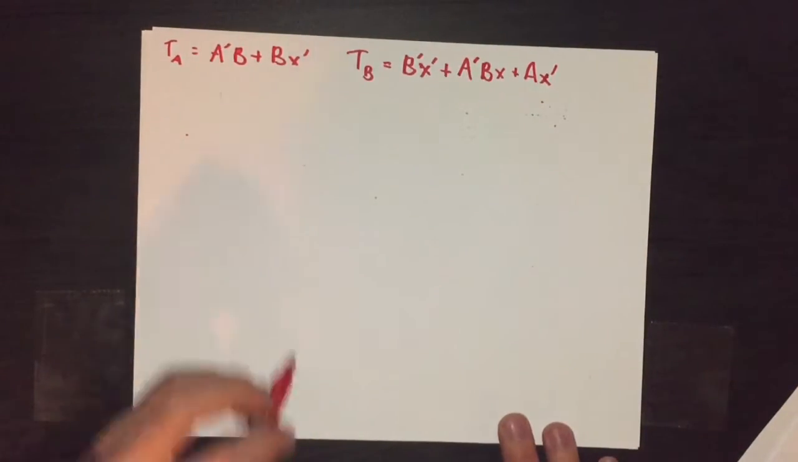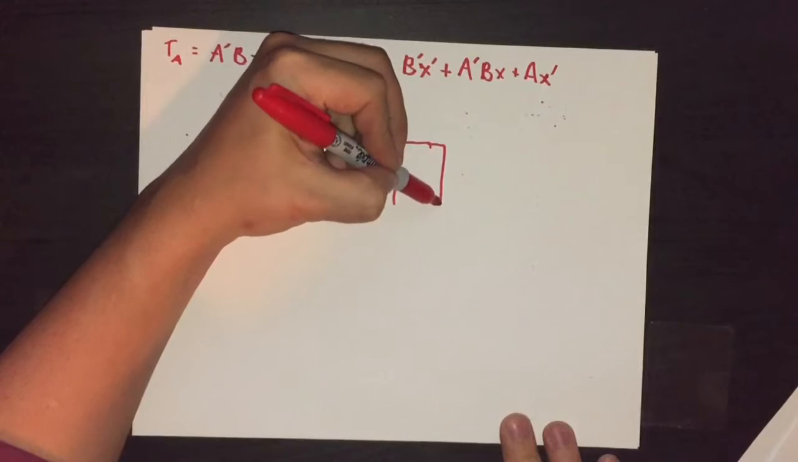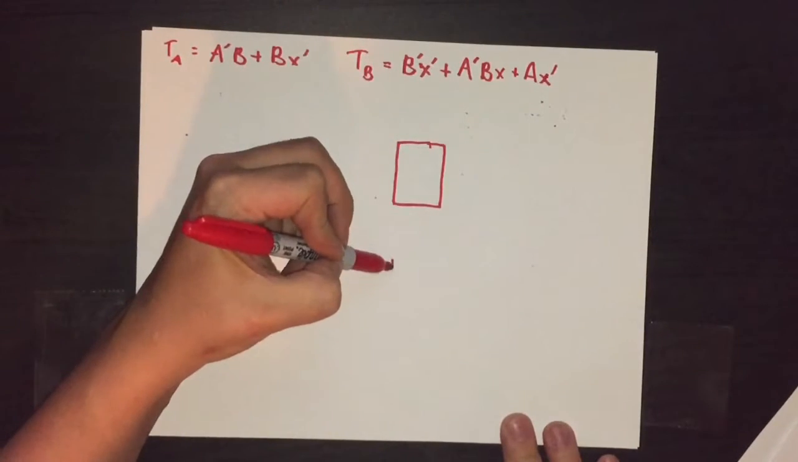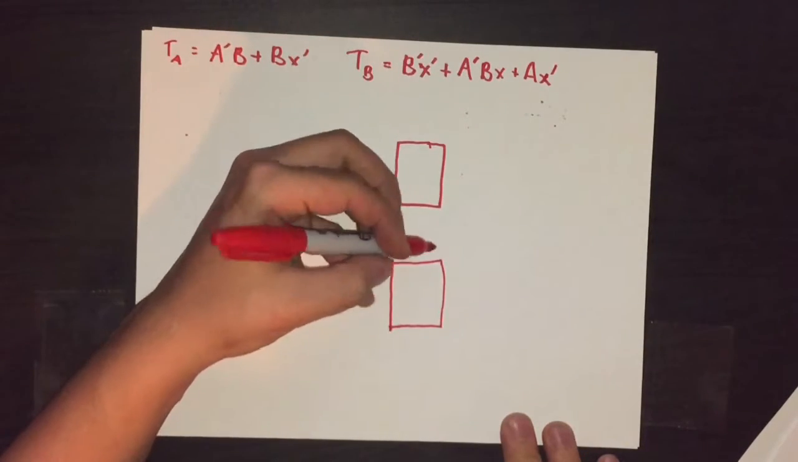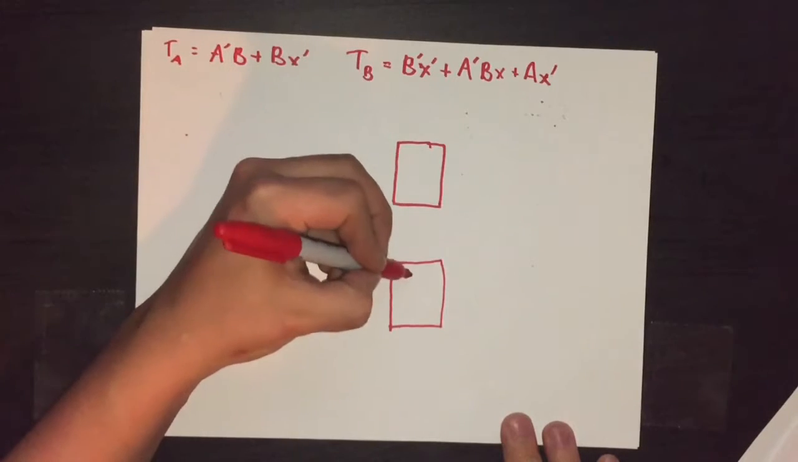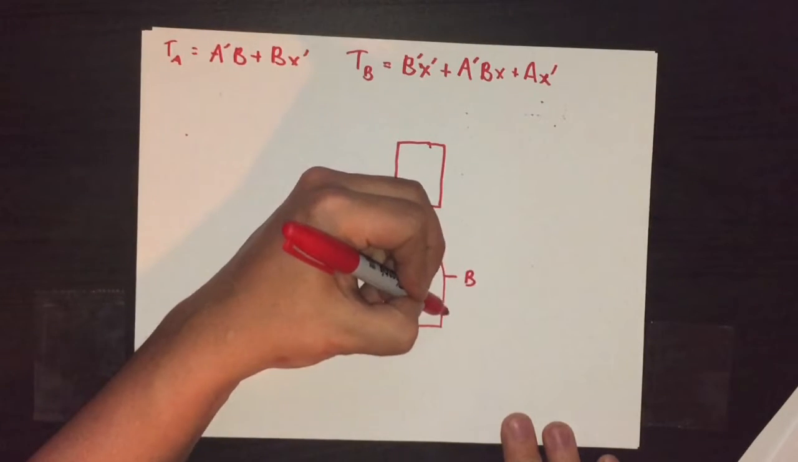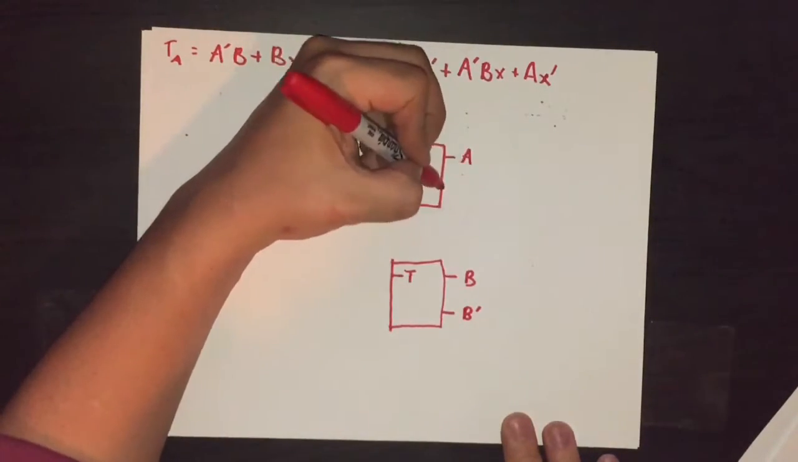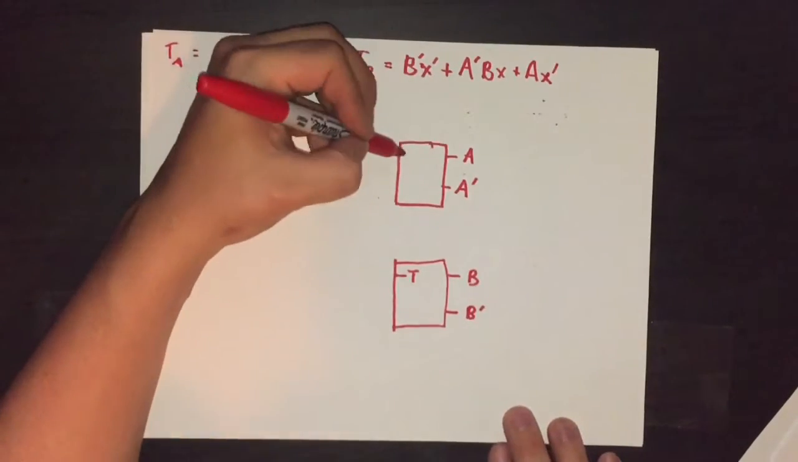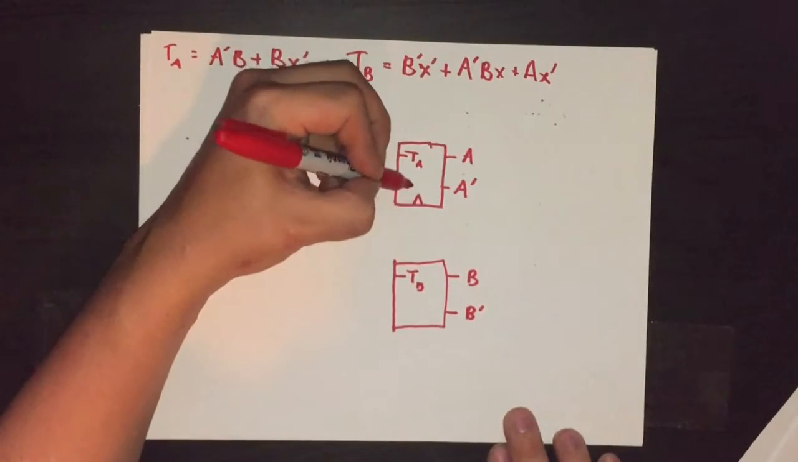Alright, so now we can start constructing. There's the T flip-flop, and here's the other one. I have a T, A, B, A, B naught, A and A naught. And then we'll have our other T, TA, TB. And then we'll do a clock.